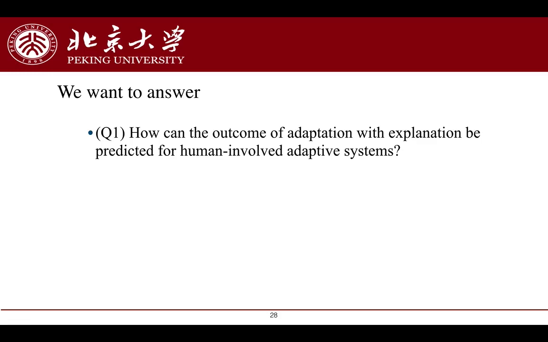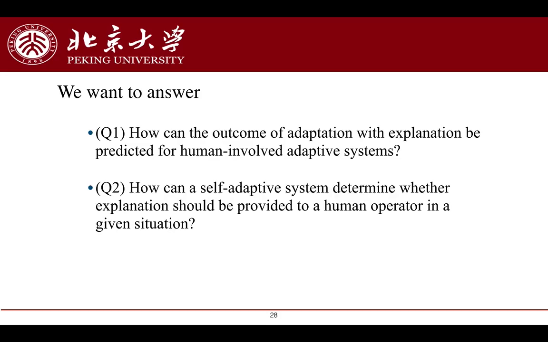First, how can the outcome of adaptation with explanation be predicted for human-involved adaptive systems? Second, how can a self-adaptive system determine whether explanation should be provided to a human operator in a given situation?